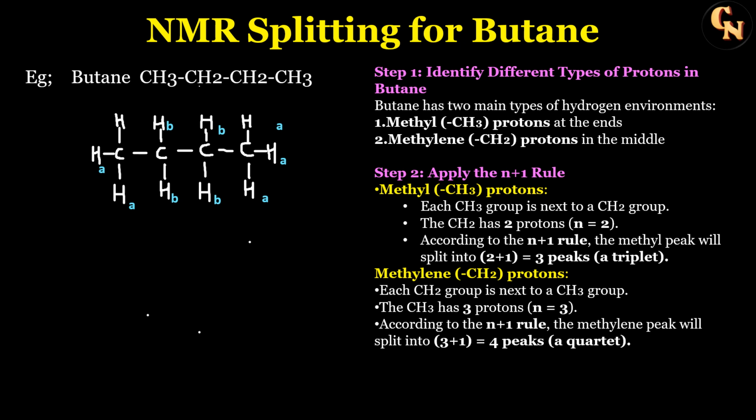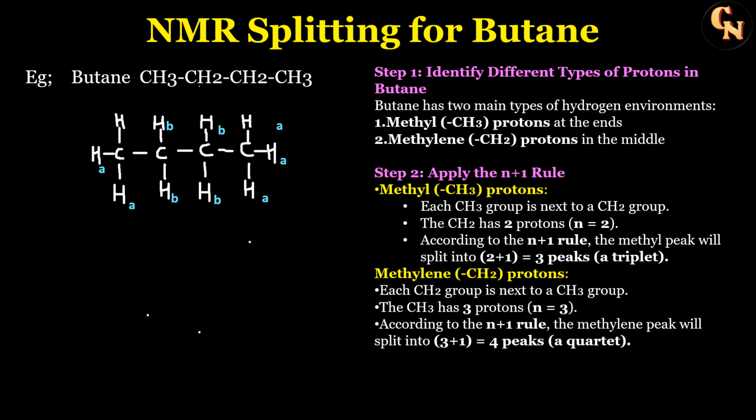So if I draw the structural formula as you can see on the screen, the first thing you have to do is try to identify the different types of protons. Okay, step 1, you can see here, identify different types of protons in butane. So how many types of protons are there in butane, that we have to first find out. So butane has mainly 2 types of proton or hydrogen environment.